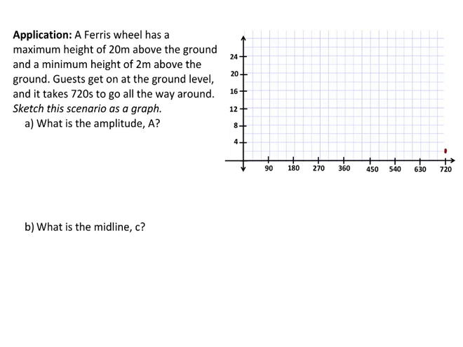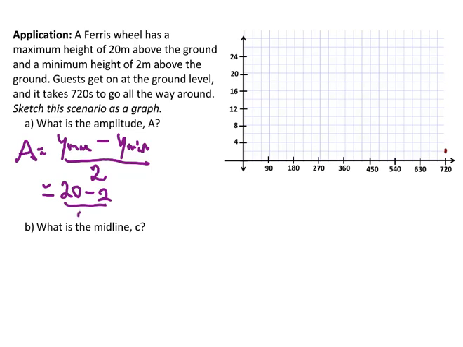So in this video, we're going to look at an application of our sinusoidal functions. If you have a Ferris wheel and the maximum height of your Ferris wheel is 20 meters above the ground, and the minimum height is 2 meters above the ground, then we can figure out the amplitude, right? The amplitude in general is y max minus y min divided by 2. So it's going to be 20 minus the 2 meters divided by 2. 20 minus 2 is 18, and divided by 2 is 9. So that gives me an amplitude of 9.